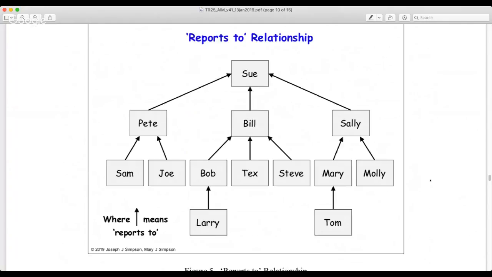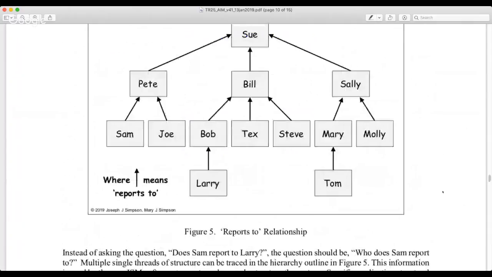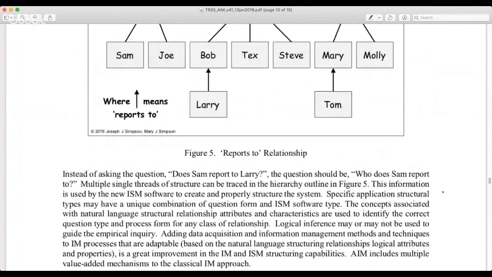So you now have two types of generic questions based on the logical property groups associated with a natural language relationship. I think there might be more, but that's something we'll be working on as we go forward. So if we go through here, instead of asking the question, does Sam report to Larry, the question should be, who does Sam report to? Because the empirical information is in the group. The idea is using the software to reduce the cost and time and effort to get that information from the group.